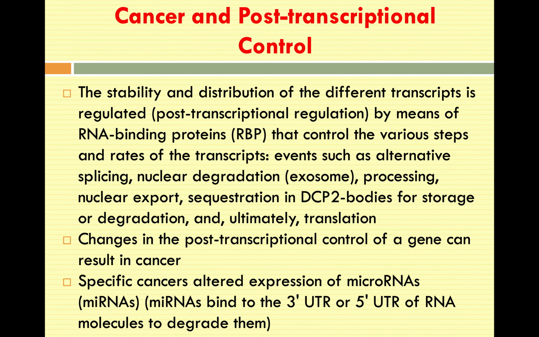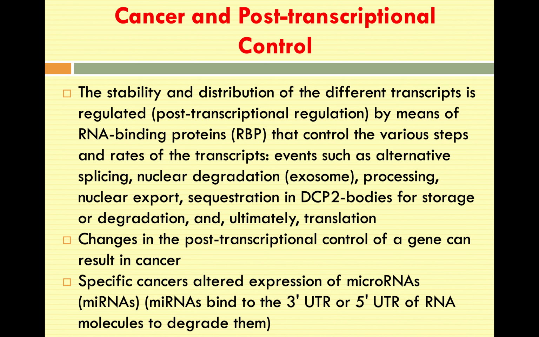Now, how about cancer and post-transcriptional control? The stability and distribution of different transcripts is, we know, regulated post-transcriptionally by means of RNA binding proteins (RBPs), and RBPs control various steps and rates of transcripts, as we know. So it is basically involved in alternative splicing, nuclear degradation in the exosome, processing, export, sequestration, degradation, and of course translation later on to protein.